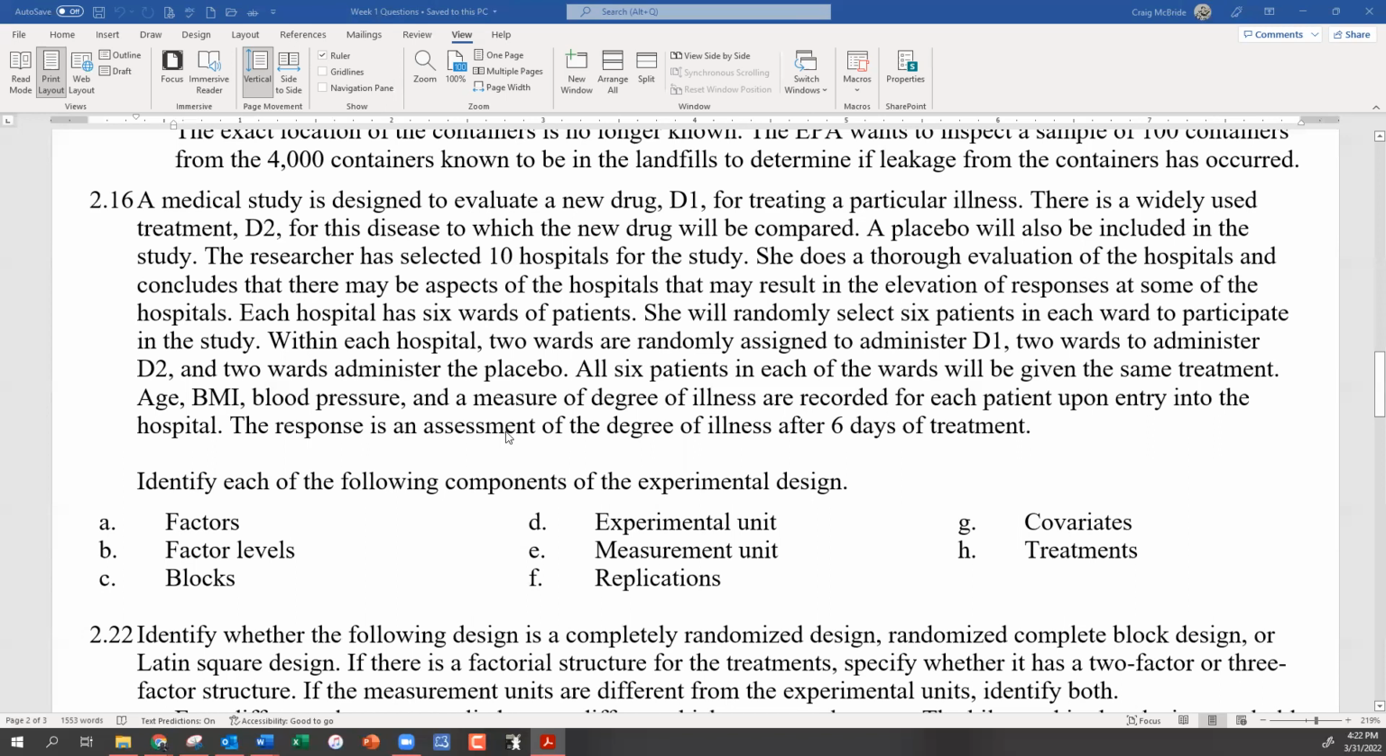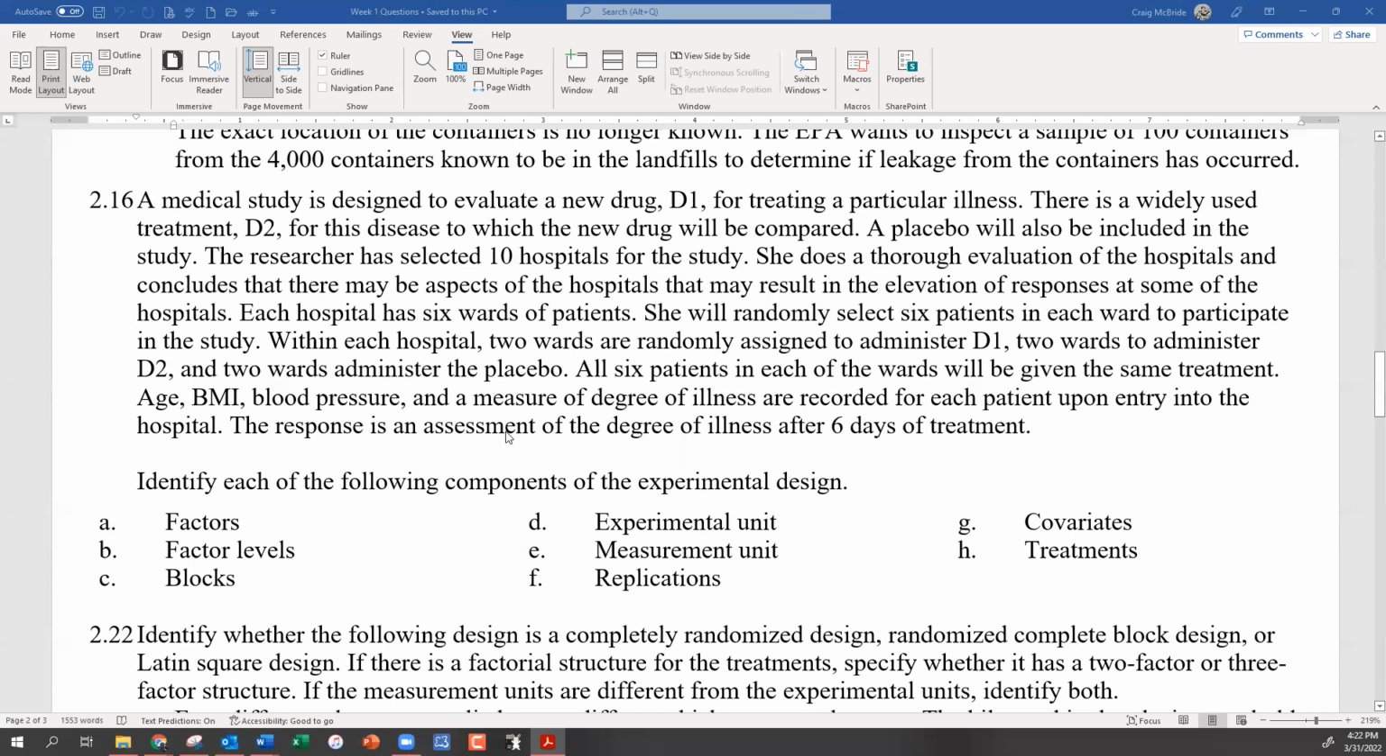You go out and you randomly select 10 hospitals for your study. You do a thorough evaluation of the hospitals, and you conclude that there may be aspects of each that could result in elevation of responses at some of the hospitals. And then each hospital has 6 wards of patients. So you're going to randomly select 6 patients in each ward.